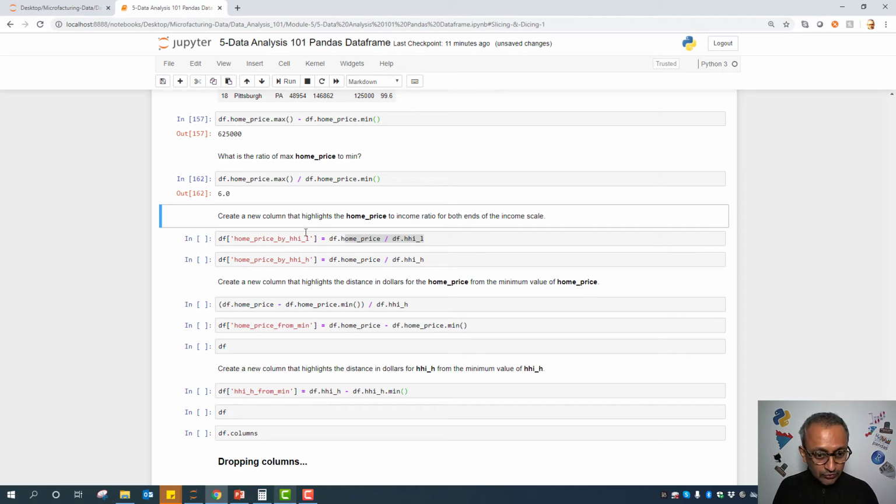But yeah, create a column. We're going to create a new column called home price by HHIL, so home price divided by HHIL and HHIH. This is for teachers and public government workers and so on. So I guess that's how I would quantify them.